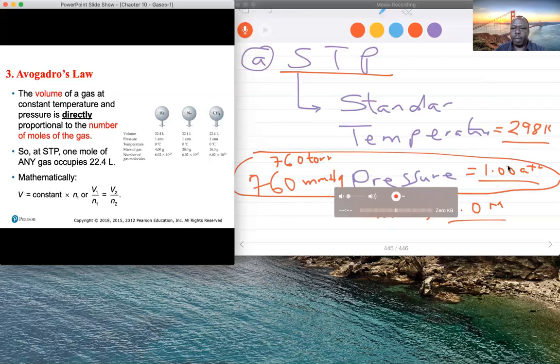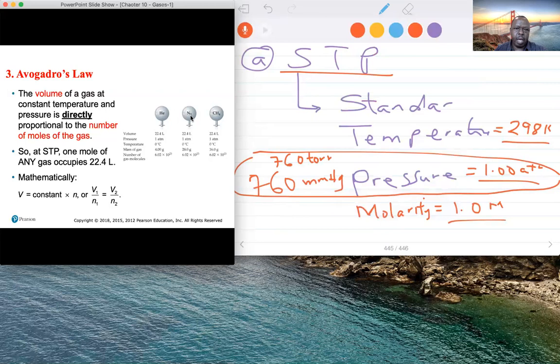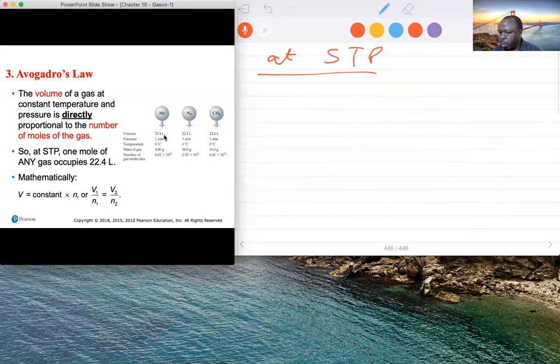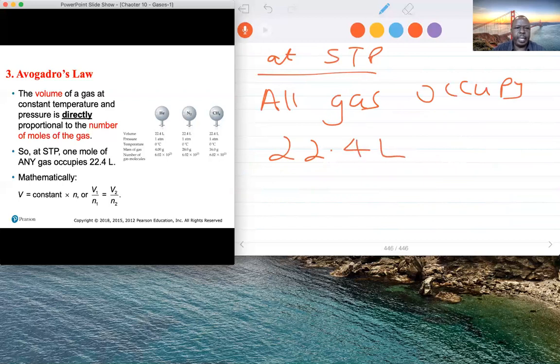If the temperature is 298, if the pressure is 1 atmosphere, all gases, it's not only limited to helium or nitrogen gas or methane gas. We can even talk about ammonia gas. We can talk about carbon dioxide gas. Any gas you can think of, they occupy the same volume, and we call this molar volume. All gases, any gas occupy this volume, 22.4 liters. Regardless of what type of gas, you see 22.4. This is called the molar volume.